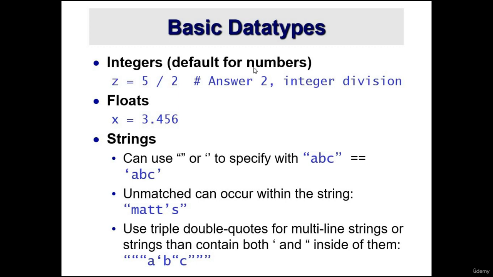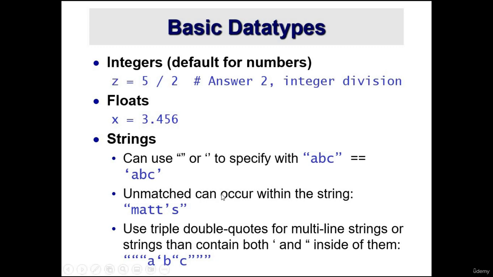Integers are the default for numbers, like z = 5 // 2, where z is a variable and = is an assignment operator. The answer is 2, integer division. Then floats: as I discussed before, numbers having a decimal point in between them are called floating point. And then strings, where we can use double quotation or single quotation, like abc = "abc". We are going to perform all these examples, so don't worry.